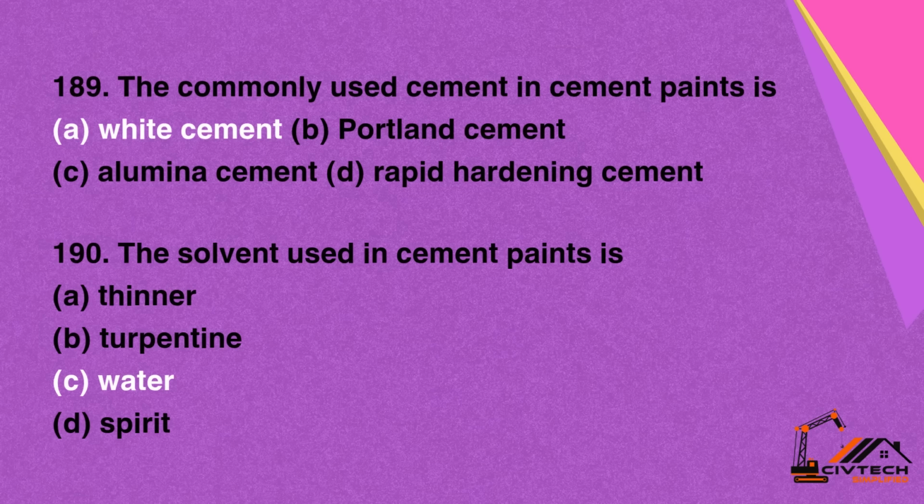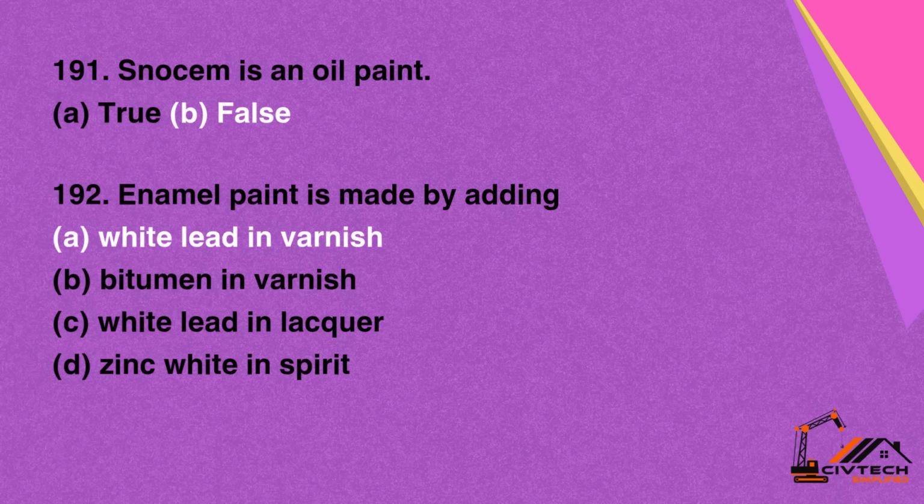189. The commonly used cement in cement paints is A. White cement, B. Portland cement, C. Alumina cement, D. Rapid hardening cement. Correct option, A. White cement. 190. The solvent used in cement paints is A. Thinner, B. Turpentine, C. Water, D. Spirit. Correct option, C. Water. 191. Snowcem is an oil paint. A. True, B. False. Correct option, B. False.